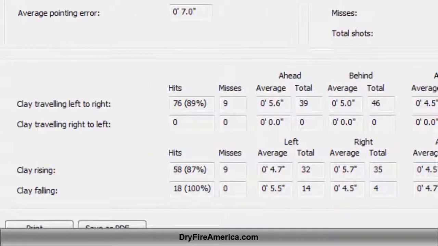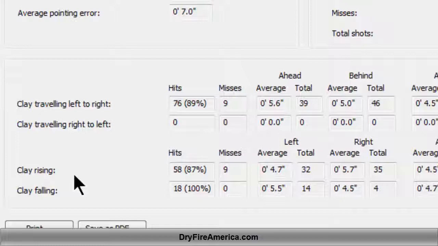Then we have the next area of the screen, which is giving you information about whether the clay was rising in front of you or whether it was falling. Now let's think about this target I was shooting, a crosser, which was a left to right crosser. The target was rising until it got directly in front of me, and then it was falling the rest of the way over to the ground on the right-hand side.